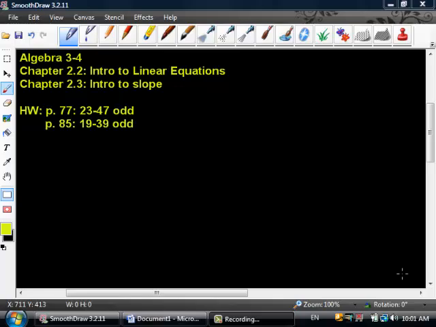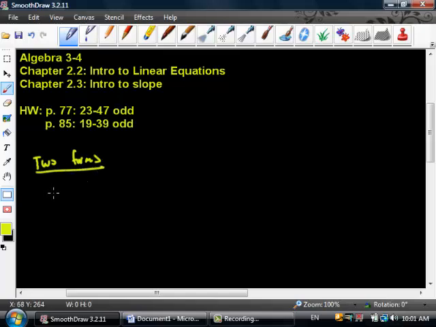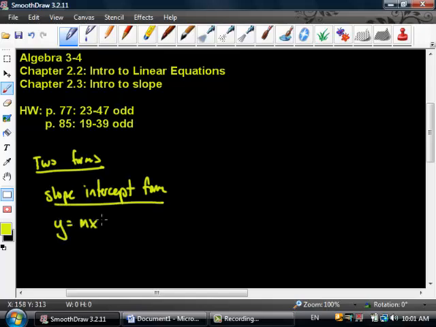All right, today we're going to be doing Chapter 2.2, which is an introduction to linear equations, as well as 2.3, which is an introduction to slope. There are two things about linear equations that you guys need to know. There are two forms of linear equations. There is what we call slope-intercept form, which is what we call y equals mx plus b.